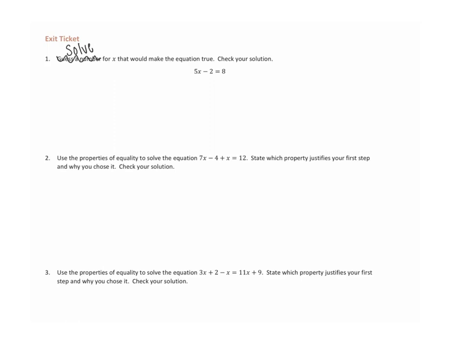Okay? Number 2, use the properties of equality to solve. State which property justifies your first step. Check your solution. So just tell me what step you use first. You could even just put an arrow and point to it so I can see it. But it should be clear enough where I can see that first thing you did. And again, check your solution before you move on so you know that you're correct. Third one, same exact thing. Solve. Tell me what property you used first and check your solution.